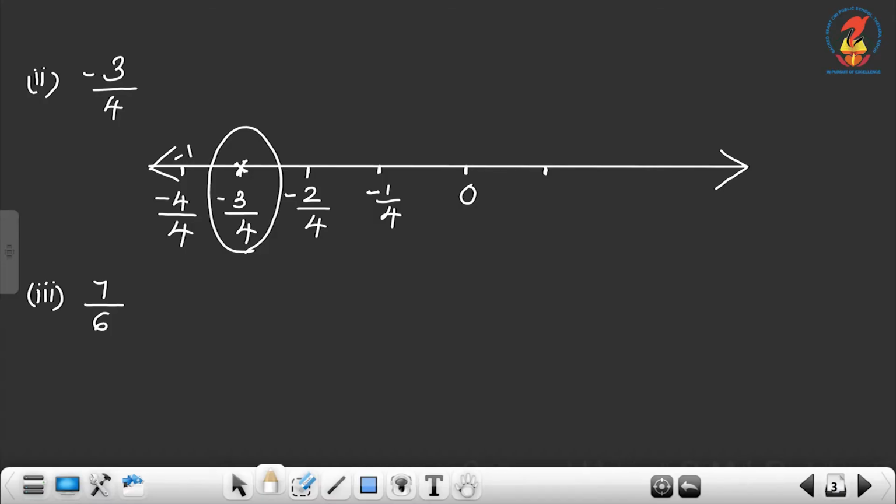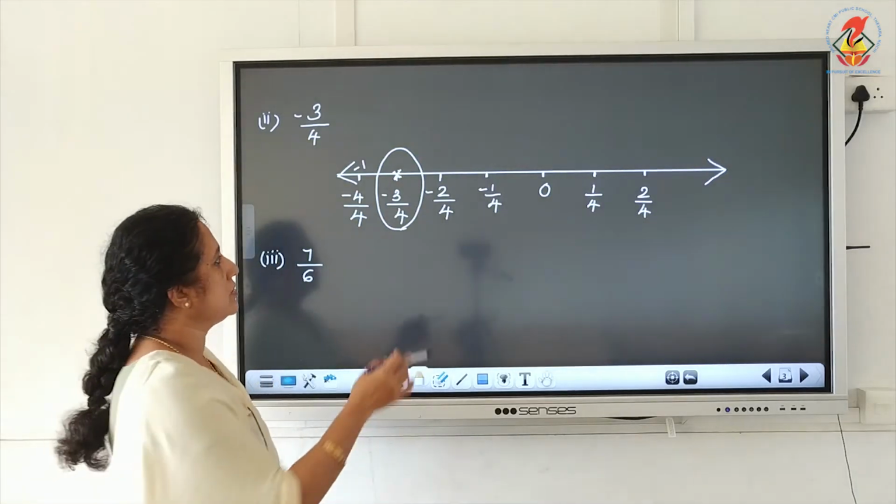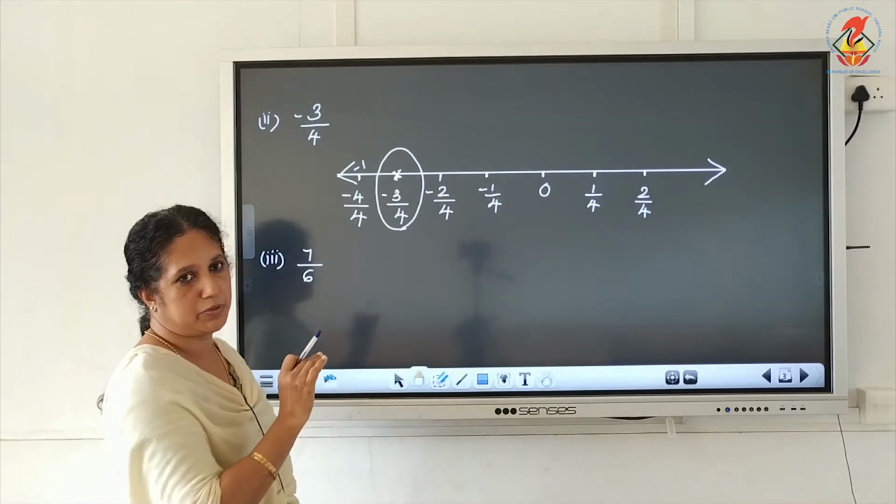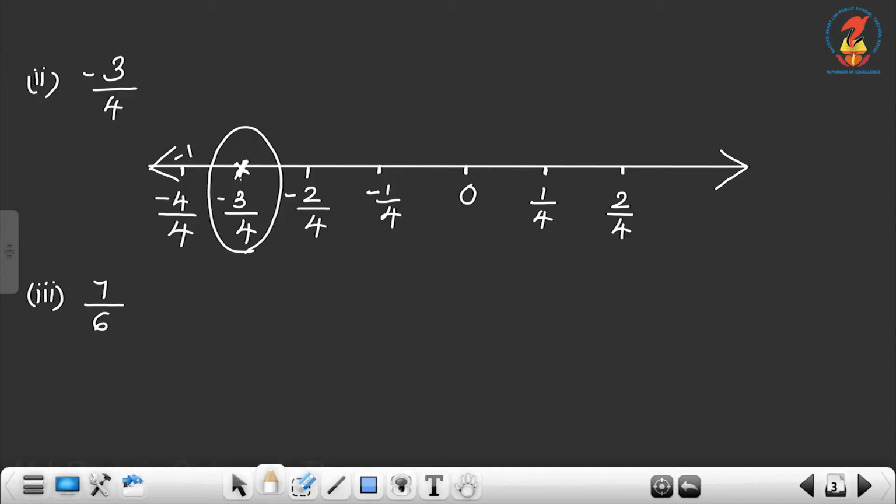And here, to the right of 0 also, you can mark some points at equal distances. So if you are going to mark, you have to mark points at equal distances, and the first part will be 1 by 4 and 2 by 4, and it will go in that way. So in this case also, if you want, you can give a name to this particular point. Suppose it is B, and you can write B represents negative 3 by 4.